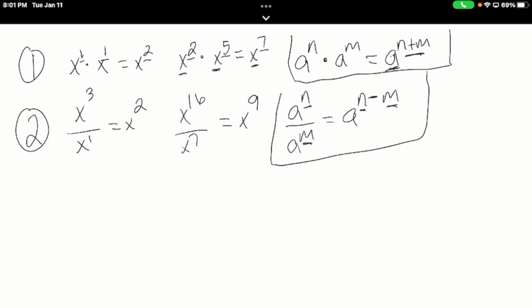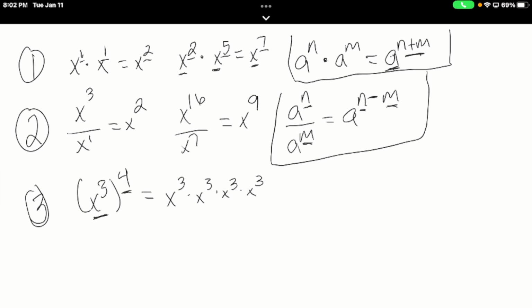The third one is going to be used a lot when we're simplifying these later on in the assessment. So I'm going to start it off by something like x cubed to the fourth. Well, first things first, what I want to do is I'm going to rewrite this one. I'm going to literally write out x to the third 4 times. x to the third, x to the third, x to the third, x to the third. That's the equivalent, right? I'm taking these and I'm doing 4 of them.